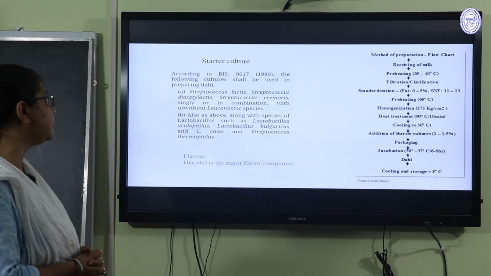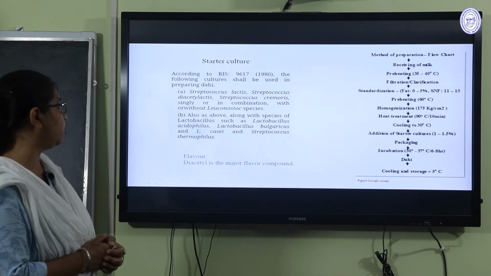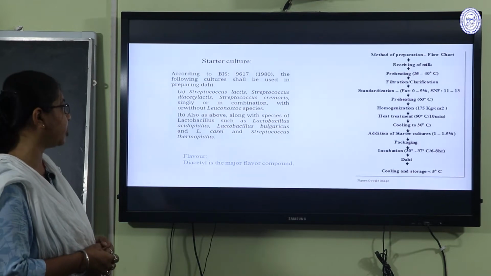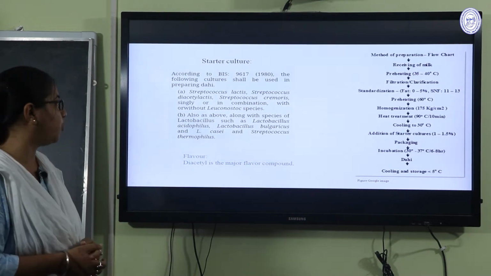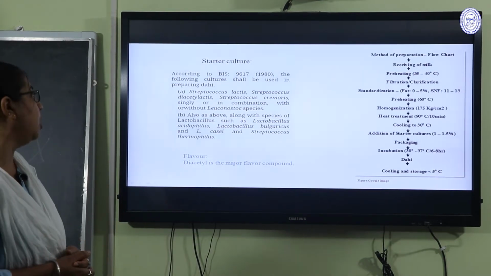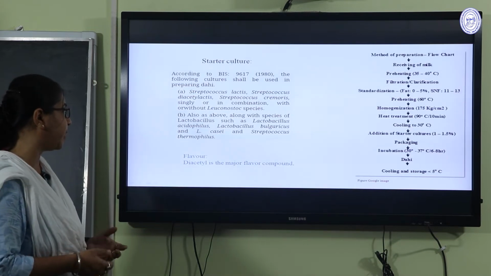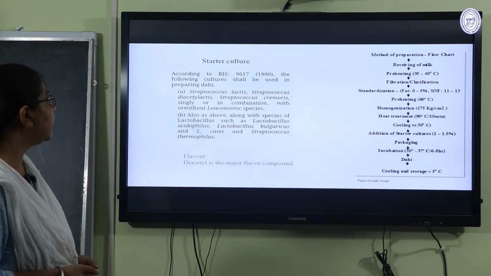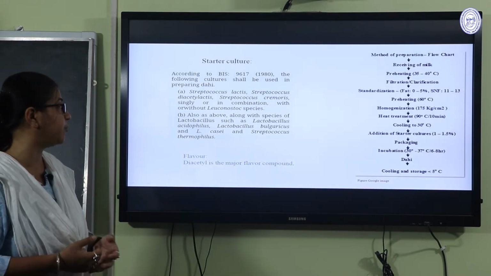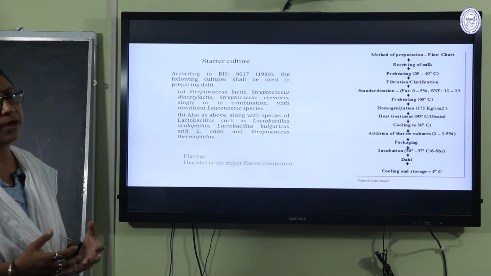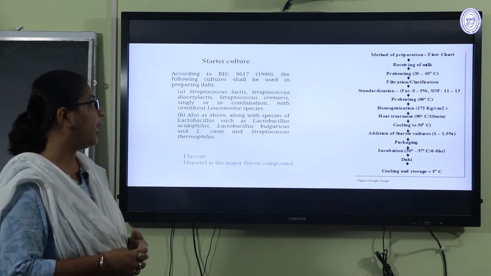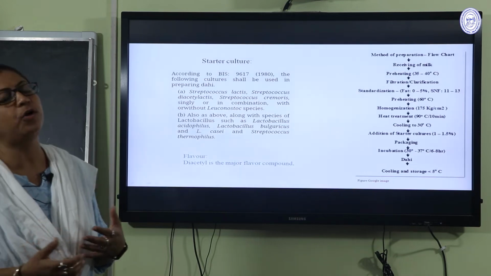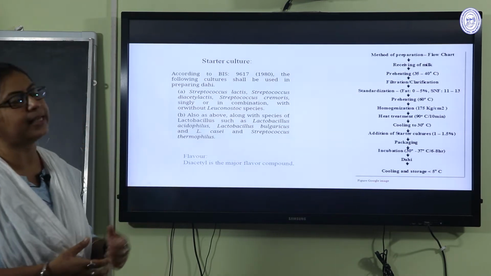According to the BIS, the starter cultures are as follows: Streptococcus lactis, Streptococcus diastylactis, Streptococcus cremoris, singly or in combination, with or without Leuconostoc species. Also, along with species of Lactobacillus such as Lactobacillus acidophilus, Lactobacillus bulgaricus, Lactobacillus casei and Streptococcus thermophilus, both of the strains are involved in making dahi. And the main compound which gives the aroma or flavor of dahi is diacetyl.